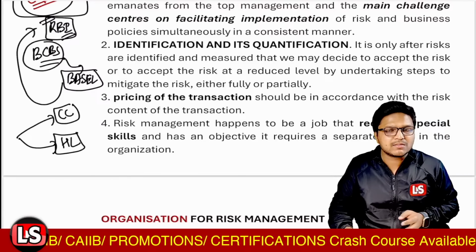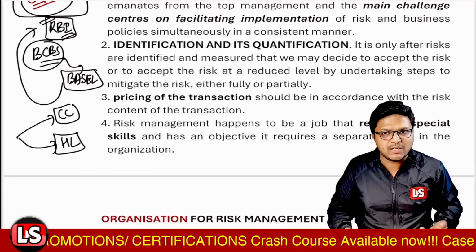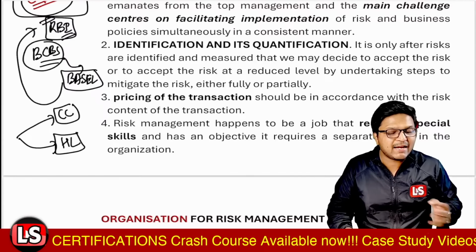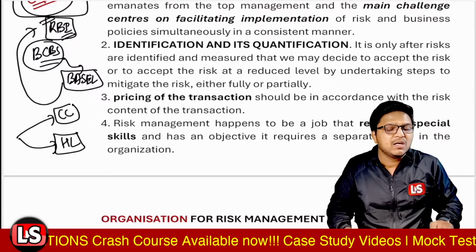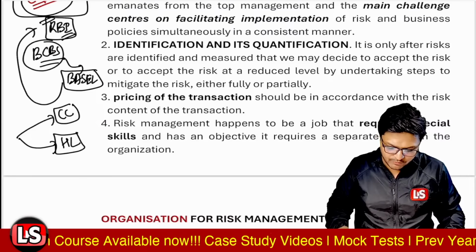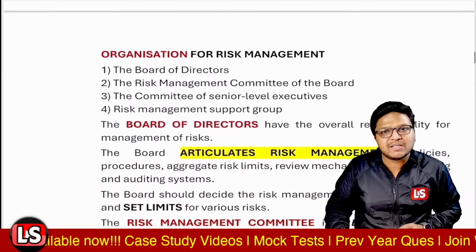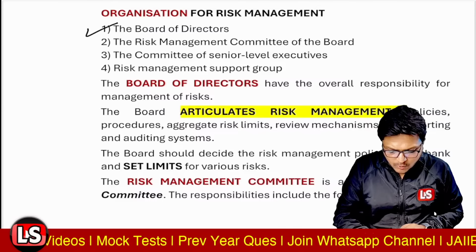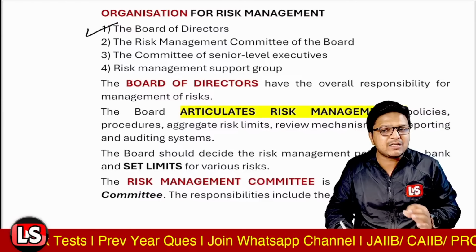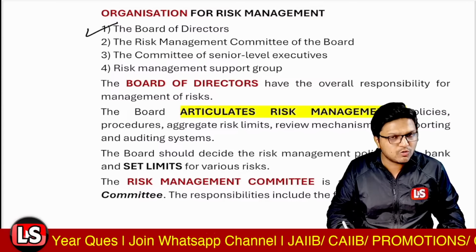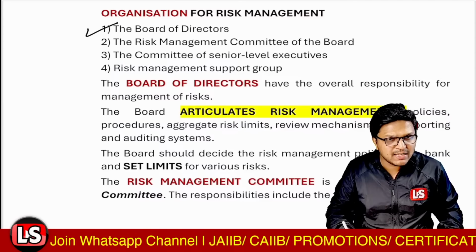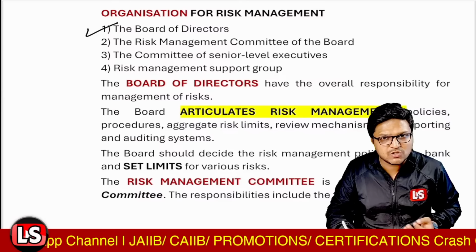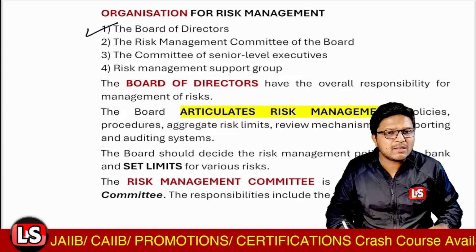And for managing the risk, you do require personnel who have special skills, and who have the objective of reducing the risk to the appetite level, right? So that's the thing. Now let's have a look at the organization for risk management. So first of all, we have the board of directors. The board of directors has the ultimate responsibility for managing the risk, to articulate the policy and to approve the risk management policies. So everything is to be done by the board of directors.